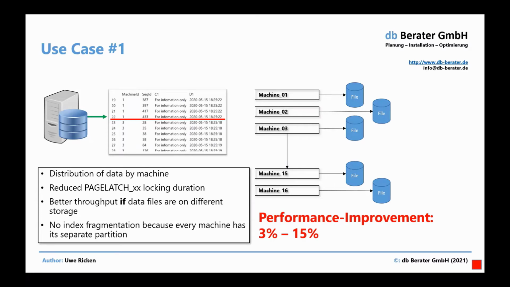It was depending on the number of rows coming from each machine and the size of the rows. But we had a performance improvement of 3 up to 15%. But not only the performance improvement is mandatory here. You know what's another point?